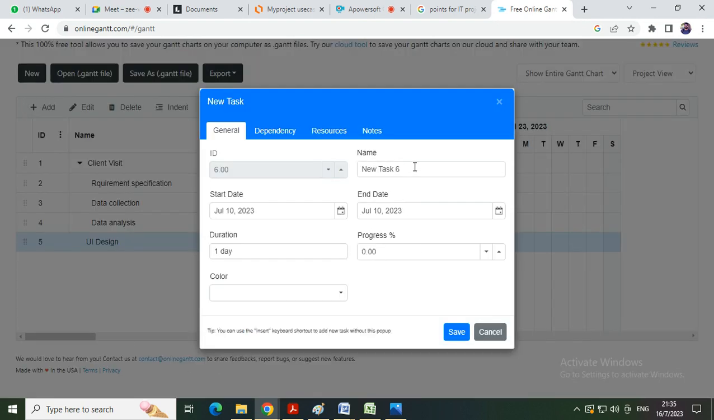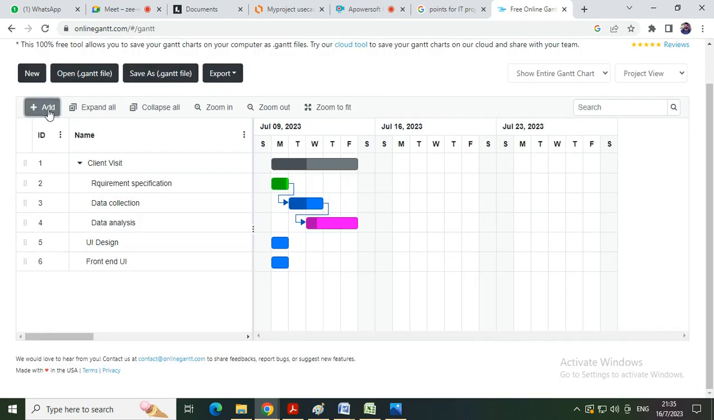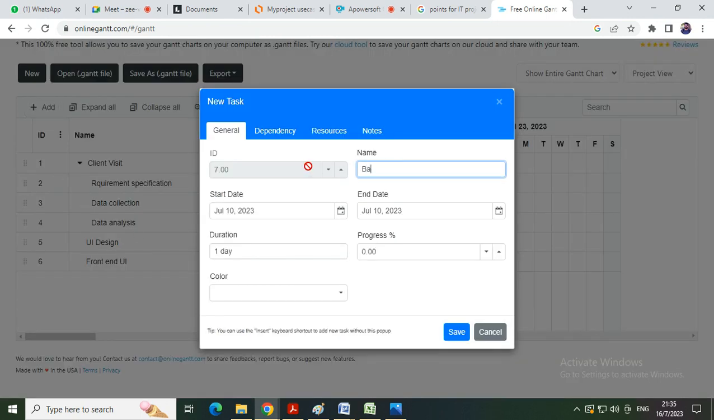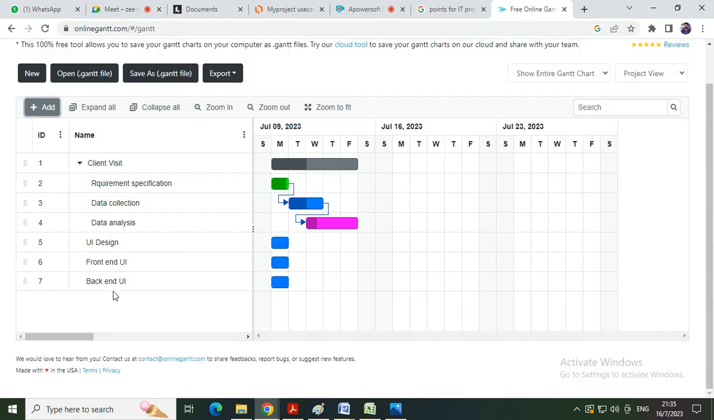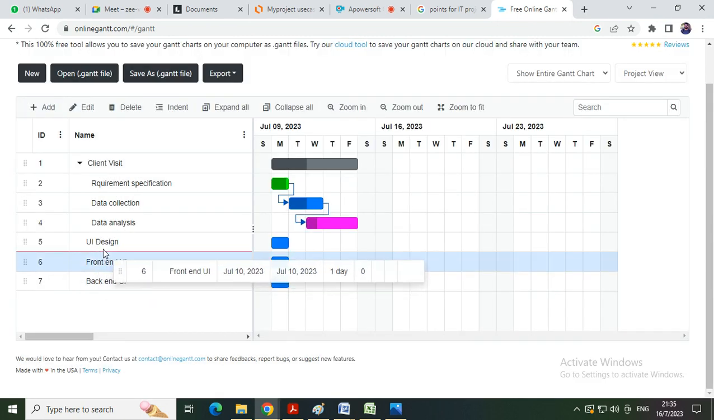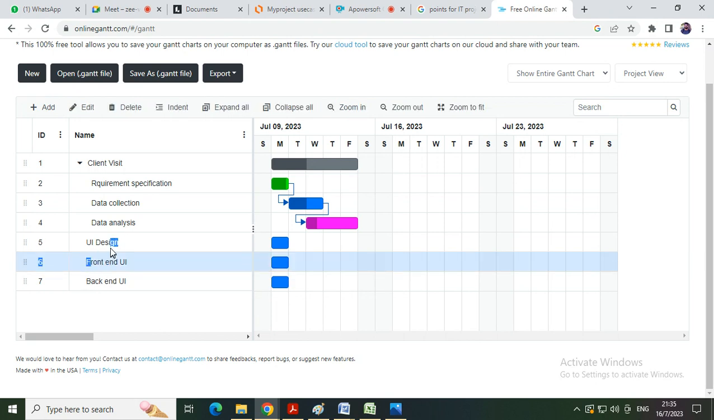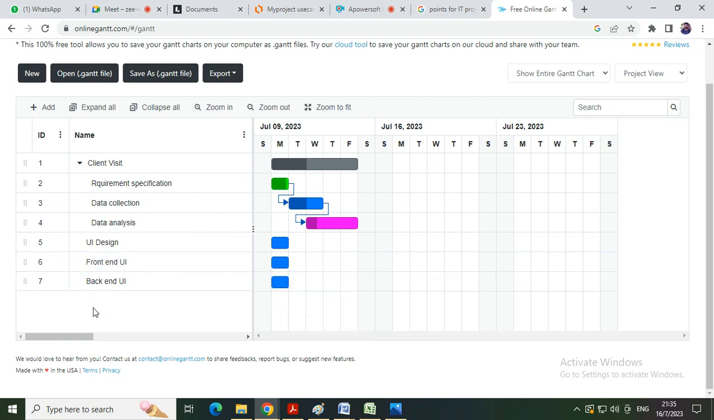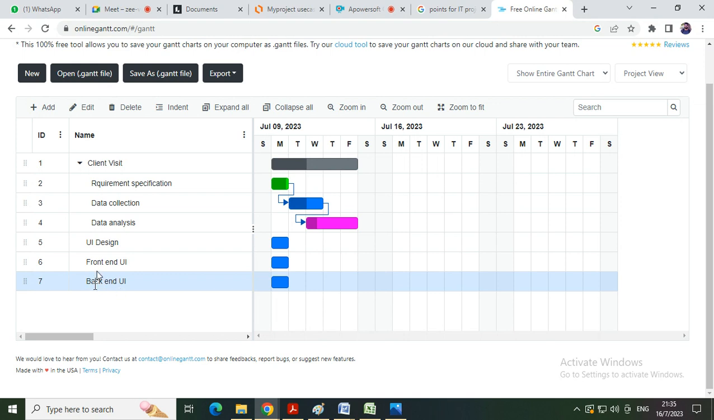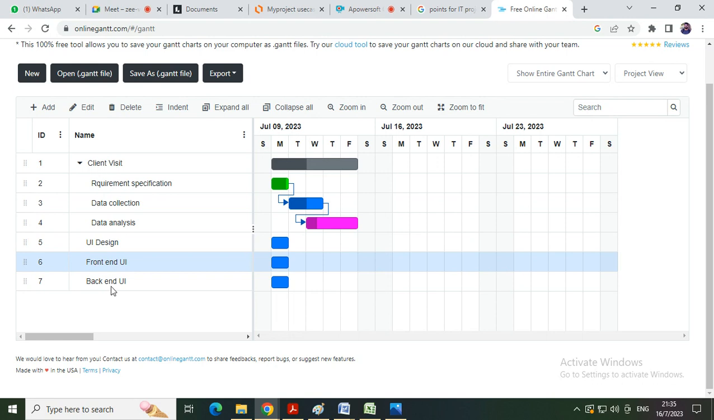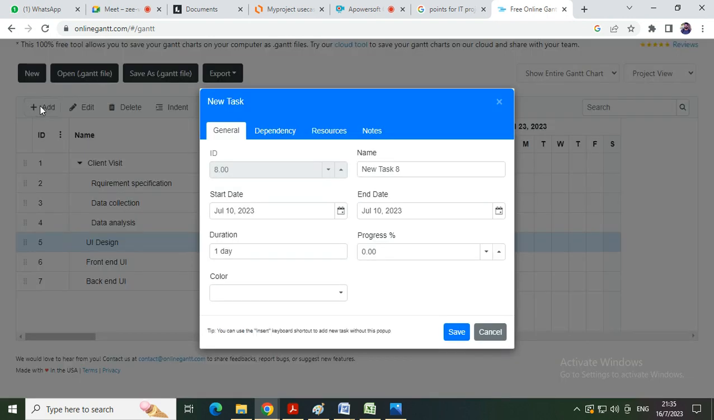If you want to add front end UI, and add one more thing, that is your backend UI, means the admin part. You got it? See, this front end UI and backend UI you need to place under UI design. So what you can do, I want to send this under ID dependency.